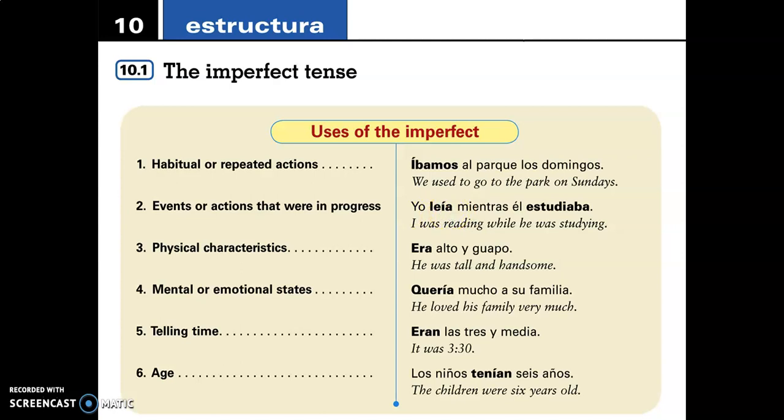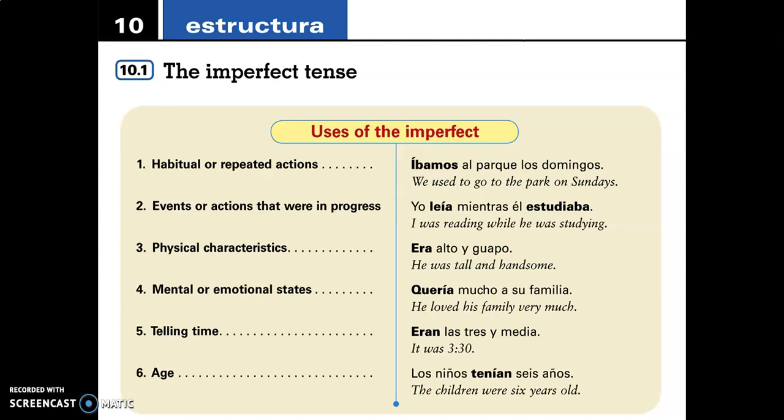So when I say yo leía mientras él estudiaba, I'm saying that I was doing this while he was doing that. So I was reading, yo leía, mientras él estudiaba. Okay, so again, take note of these endings, ía and aba.